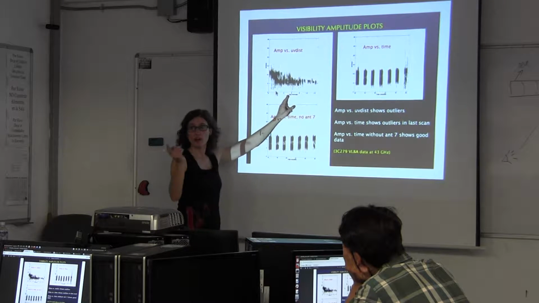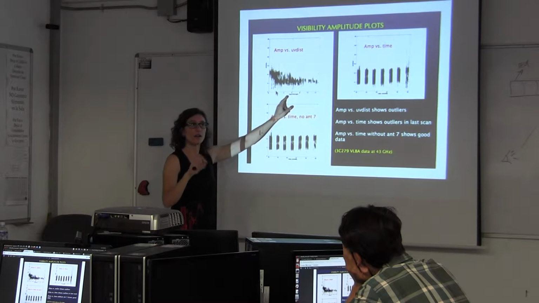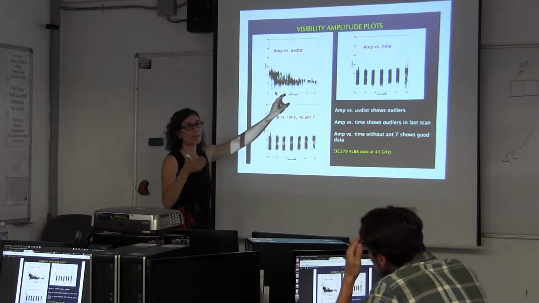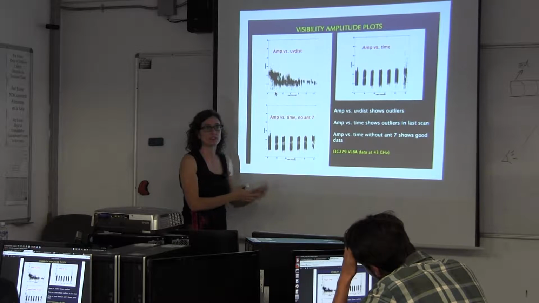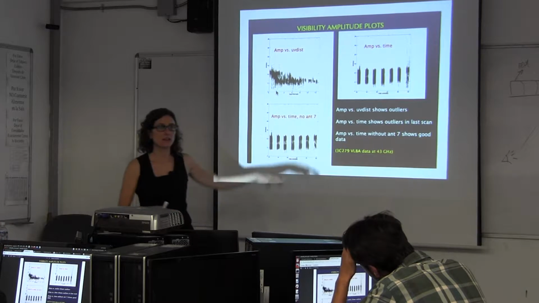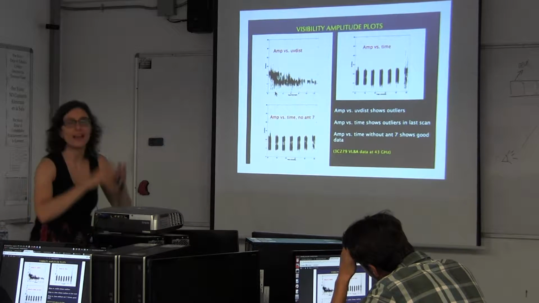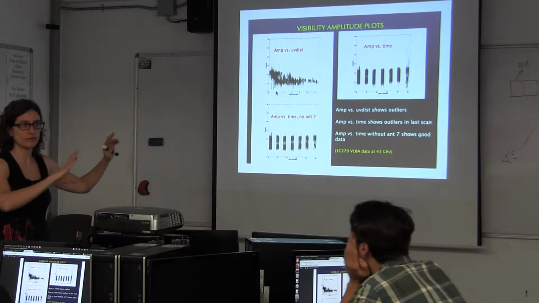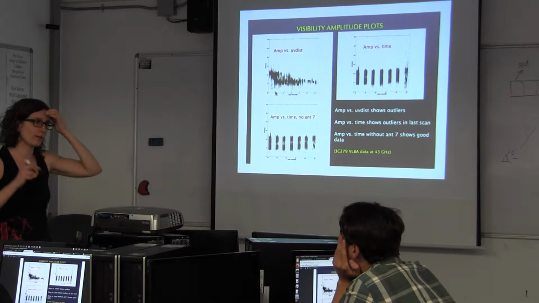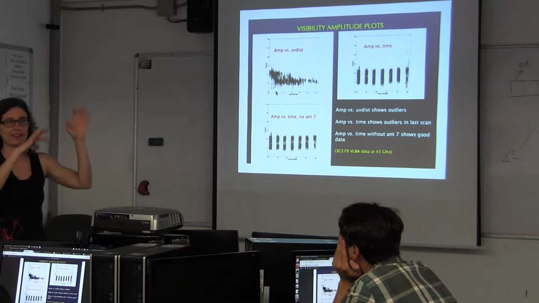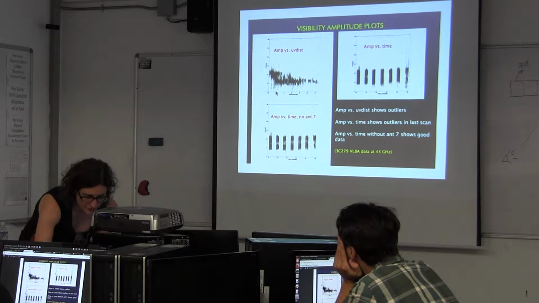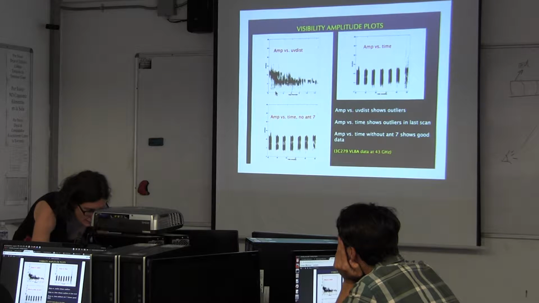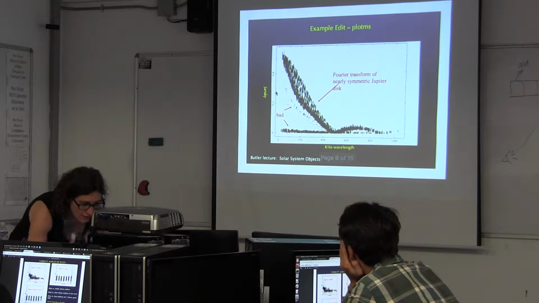If you have bad baselines, they will all have a peak at a certain UV distance. So then you can identify and flag them there. At the end, you want something that is kind of smooth. Sounds stupid, but you are just deleting data that are not following the main behavior.